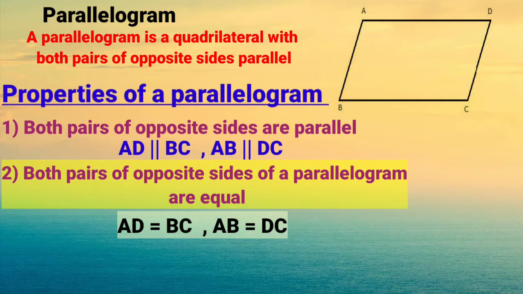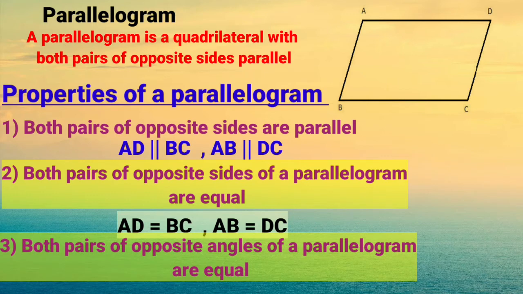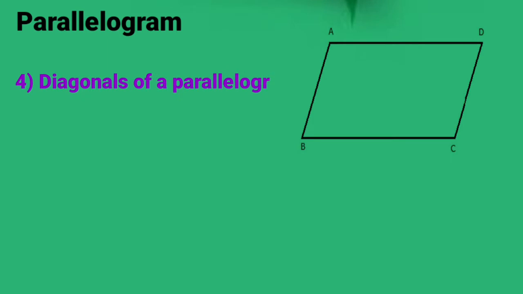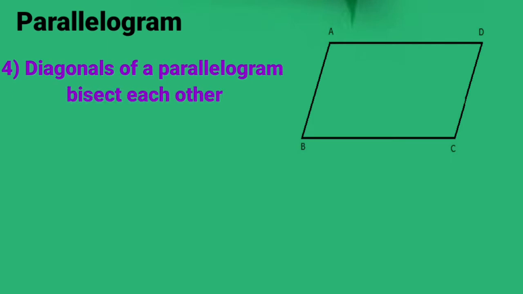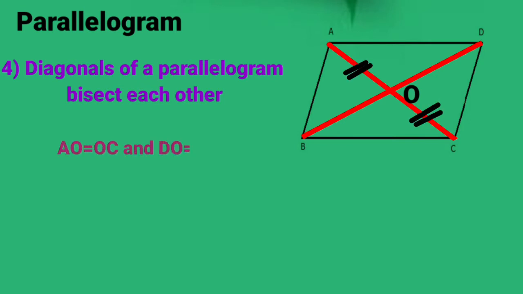Third, both pairs of opposite angles are also equal. So angle A is equal to angle C and angle B is equal to angle D. Number 4, diagonals of a parallelogram bisect each other. So these are the two diagonals of a parallelogram. They bisect each other. That means AO is equal to OC and DO is equal to OB.